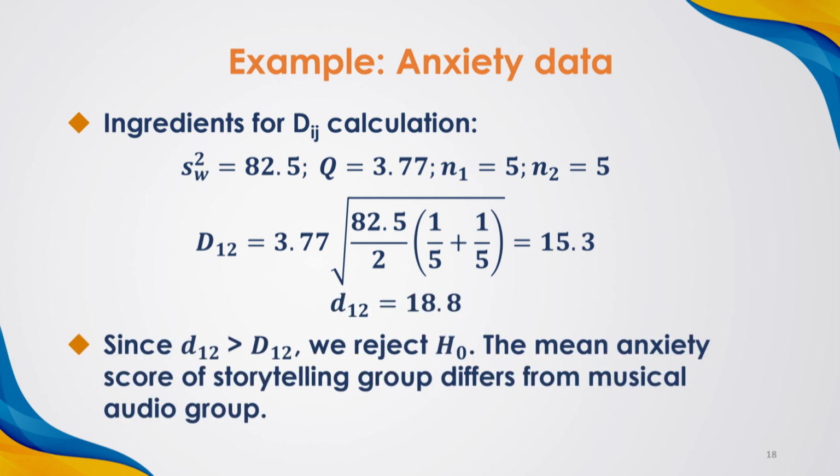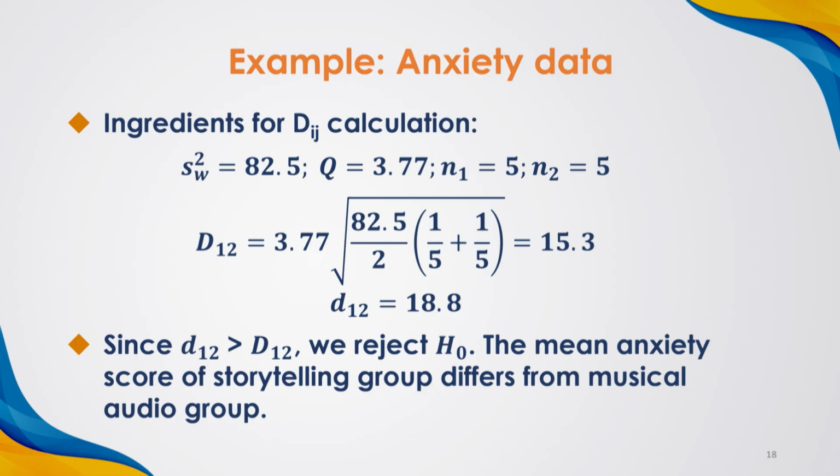Now, how we conclude is, since the mean difference, represented by small d12, is more than the capital D12, which is the critical value of the Tukey's test, we are going to reject the null hypothesis. Remember that in any testing of hypothesis, if your observed statistical value is more than the critical value, you will be rejecting your null hypothesis. In the same logic, if the mean difference is more than the critical value for the Tukey's test, we reject H0. So, we conclude the mean ANSITI score of the storytelling group differs from the musical audio group.